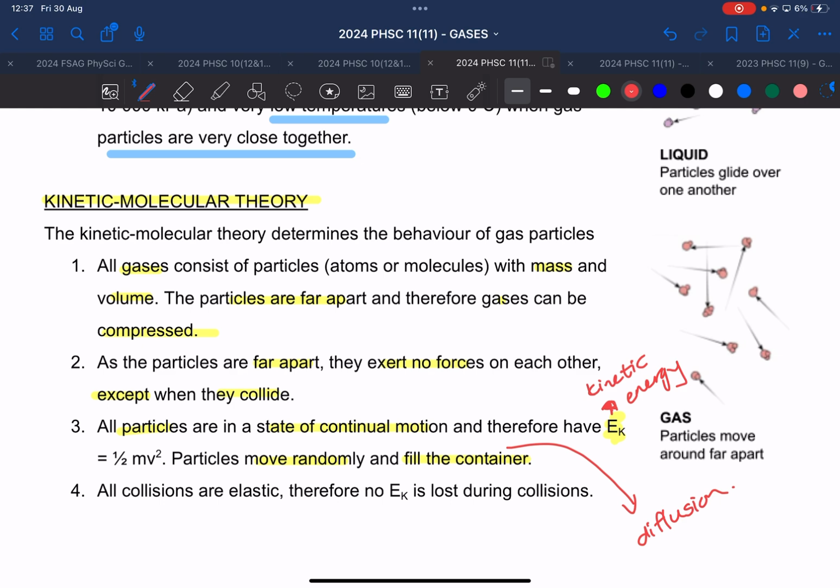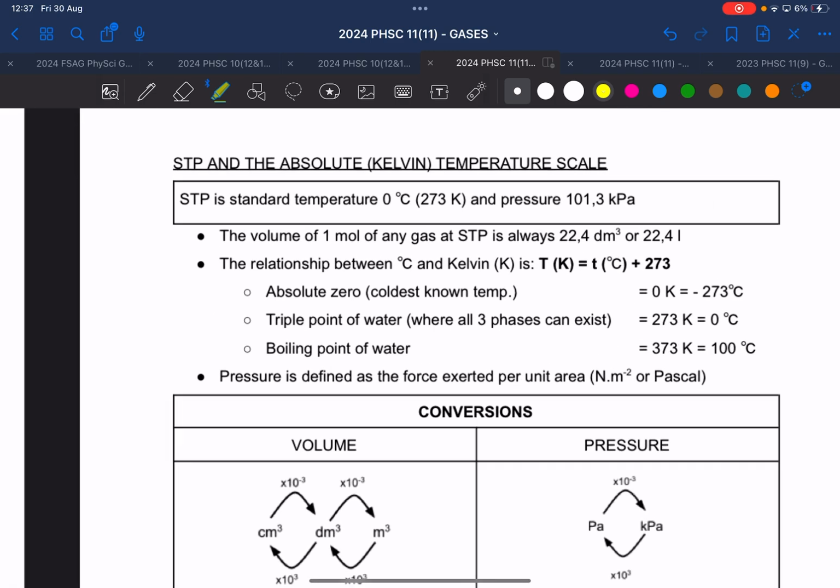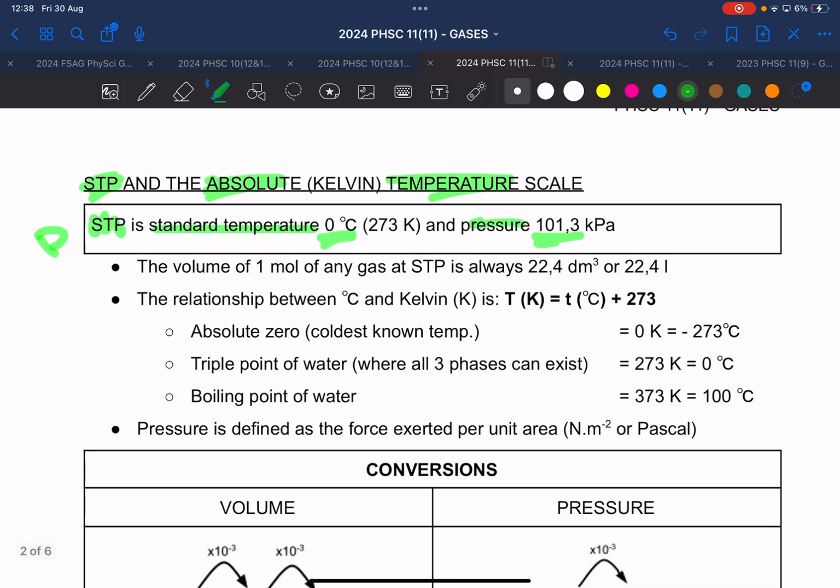Yes. Okay. Then the next thing there is the collisions when they collide are elastic. Elastic means that no energy is lost. So there's a transfer of energy. Now, in this chapter that has to do with gases, we're going to work at STP. And we're going to work with absolute temperatures or absolute Kelvin. Okay, first of all, what does STP stand for again? STP stands for standard temperature and pressure. And you should know that is 0 degrees Celsius and 101.3 kilopascal. That kilopascal is the same as 1 atmosphere. We say it's 1 atmosphere.